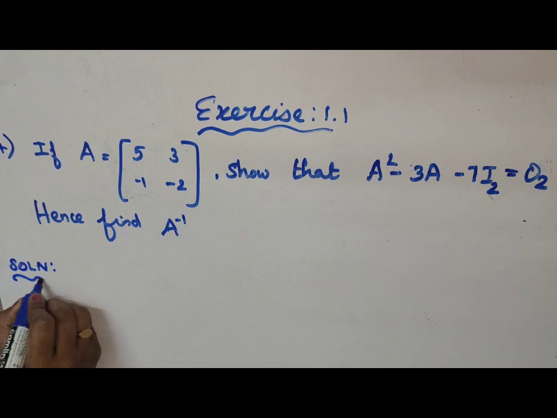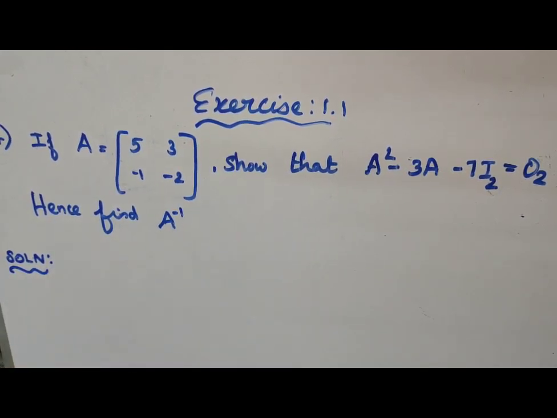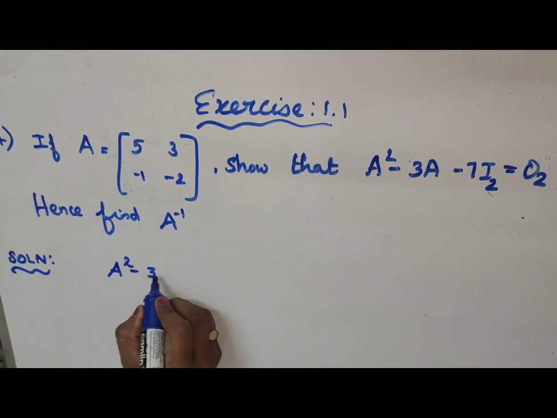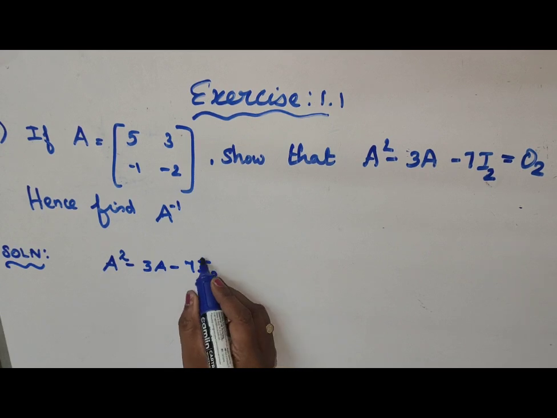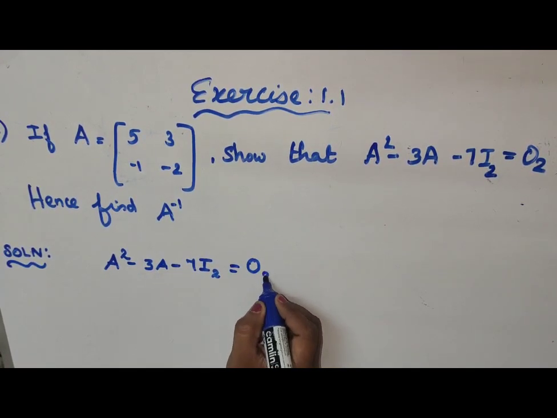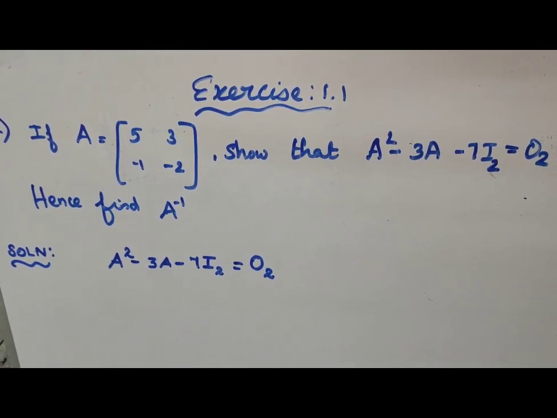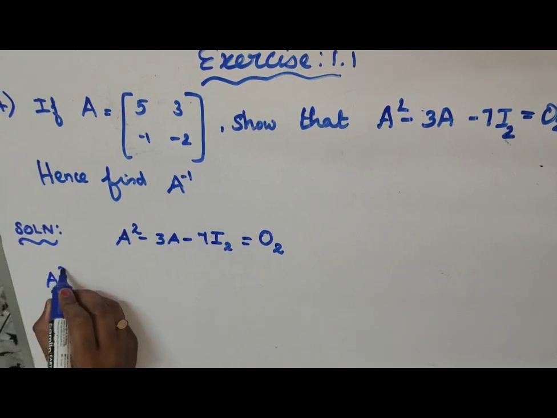Matrix A is given as 5, 3, minus 1, minus 2. So first what we have to show is A squared minus 3A minus 7I. This I we have to take as a 2 cross 2 matrix equals 0. 0 is also a 2 cross 2 matrix. That 2 represents that it is a 2 cross 2 matrix. First let me find A squared.